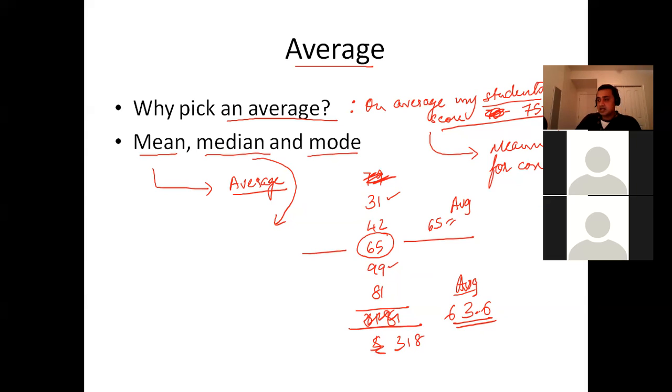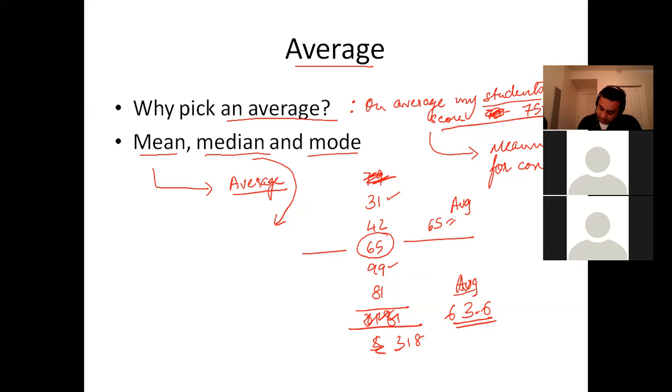You split the entire sample into 2 halves if it's an even number. If it's an odd number, the number that's in the middle is your median value. Now, as simple as it sounds, there are formulas to calculate the median, so you don't have to physically sort everything. You can go on to Excel and it'll do that for you.